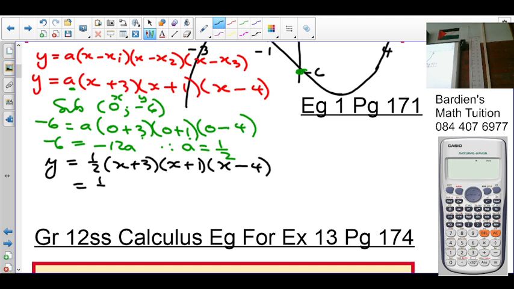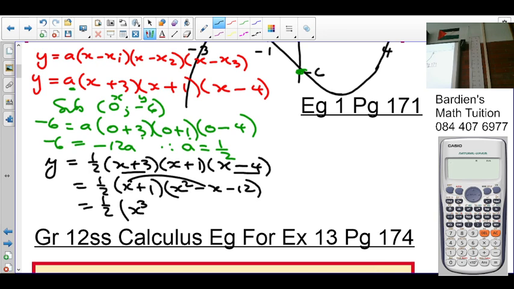Let's just multiply this out. It will be a half into x plus 1 times the two binomials, which gives x squared minus x minus 12. Now multiply x plus 1 in, so it will be a half into x cubed. That will give you negative x squared, that will be positive x squared, so that cancels. That will be negative 12x minus x, negative 13x. And the last term is going to give you negative 12.